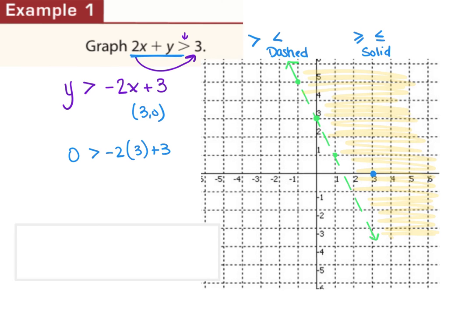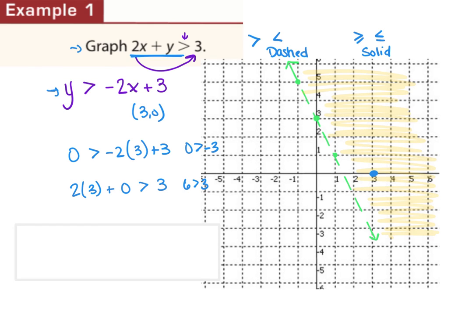Or you could go back to your original, which is probably even better in case you messed something up in the whole transitioning it to slope-intercept. 2 times 3 plus 0 is greater than 3. Is this true? Okay, well, 0 is bigger than -6 plus 3. 0 is bigger than -3. Is that true? Yeah, that's true, right? 0 is bigger than -3. What about this guy? 6 is bigger than 3. So whether I plugged it into my y-intercept form or my original, when I picked a point that was in my shading, it gave me a true statement when I plugged it back in.